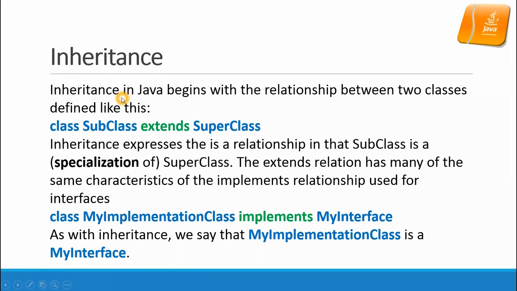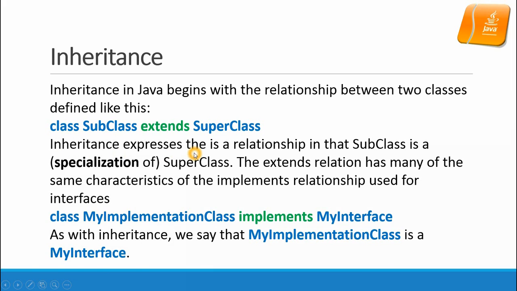Inheritance in Java begins with the relationship between two classes, defined like this. Class, subclass: any class name here is the class you would like to design. Extends, superclass: that's the class whose properties, member data fields, and member methods you would like to take over.